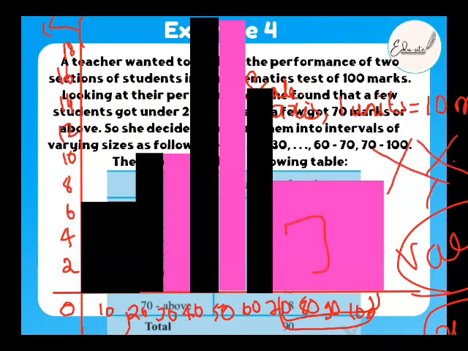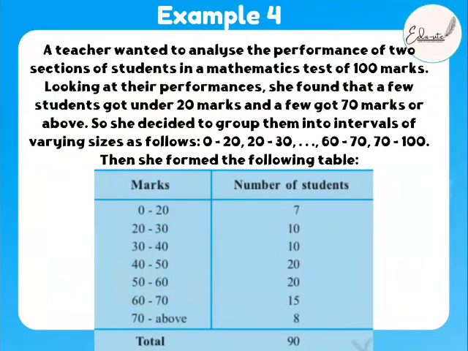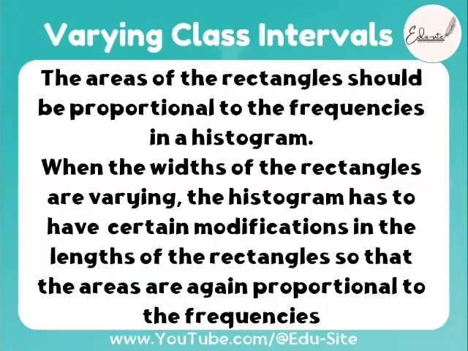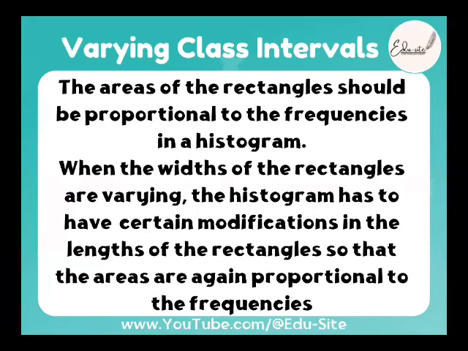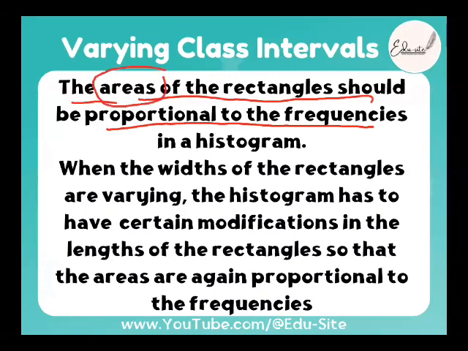The procedure is not applicable, so the procedure changes. What you have to do is make some changes. Okay, you have to make some changes. Let's read about varying class intervals. The areas of the rectangles should be proportional to the frequencies. Okay, this is important. Why are we changing this histogram? Because the areas were not proportional. Correct?